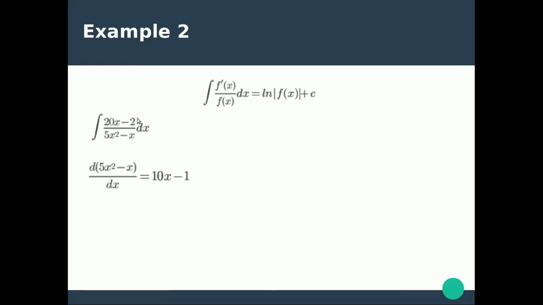We're going to say, well, look, is this just a multiple of this? And it's got to be a scalar multiple. And yeah, we might notice that 20x minus 2 is the same as 2 times 10x minus 1. So that means our answer is going to be 2 lots of the natural log of the denominator plus c. And that's partly because we could take out this factor of 2 outside of the whole integration.